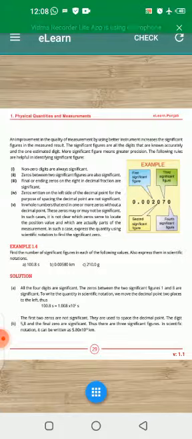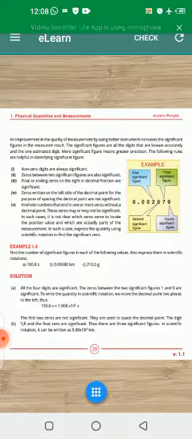Number one is the non-zero digits are always significant, like 1, 2, 3, 4, 5, 6 up to 9. These all digits will be included in significant figures. Zero between two significant figures are also significant, like 209. The zero between 2 and 9 is significant. The final zeros on the right of the decimal are also significant. Zero written on the left side of the decimal point for the spacing of the decimal point are not significant.